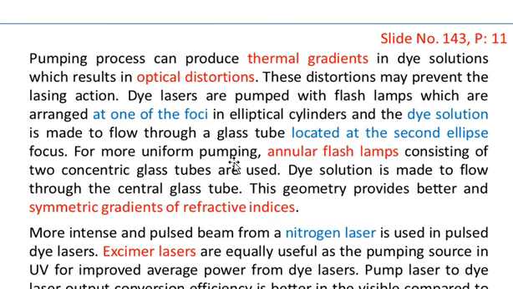For more uniform pumping, annular flash lamps consisting of two concentric glass tubes are used. Dye solution is made to flow through the central glass tube. This geometry provides better and symmetric gradients of the refractive indices. So improved geometry can be obtained by using two concentric glass tubes.